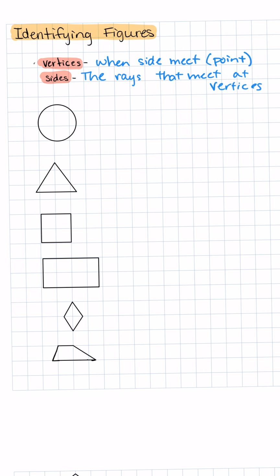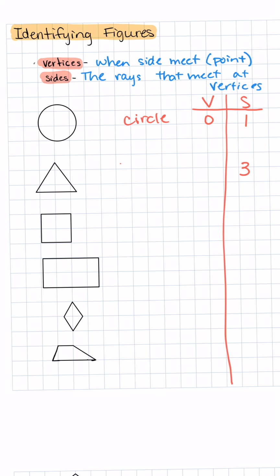So this first figure that we are looking at is a circle. We're going to do two things here. How many vertices does it have? 0. How many sides does it have? 1. So let's make this go on down: vertices and sides. This next one has 3 sides. It is a triangle. And then it has 1, 2, 3 vertices.